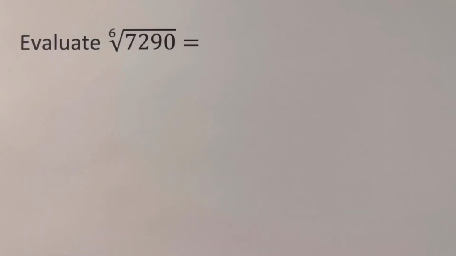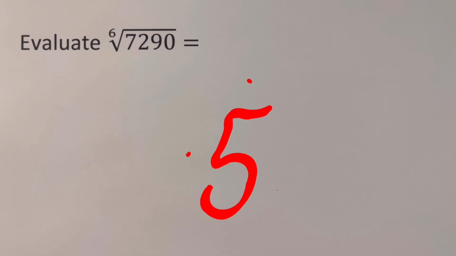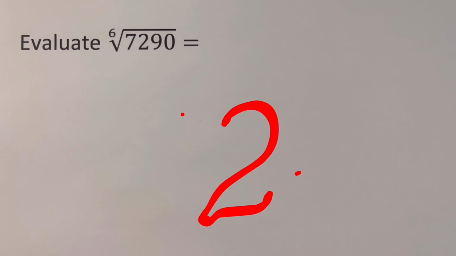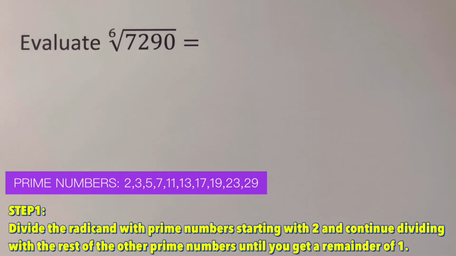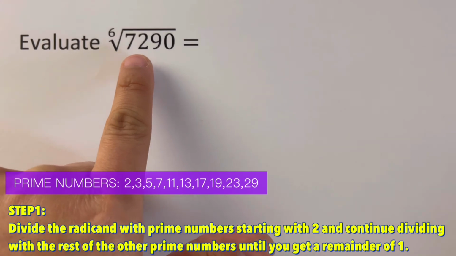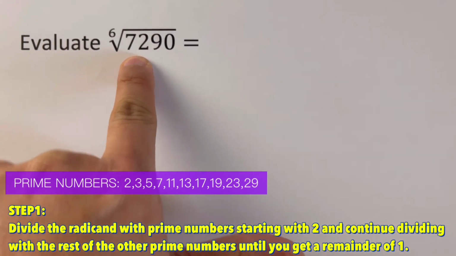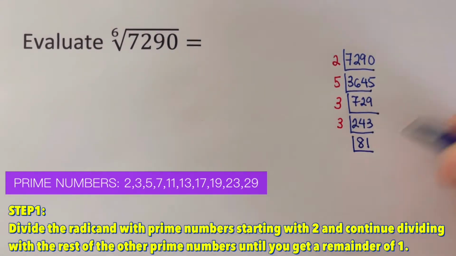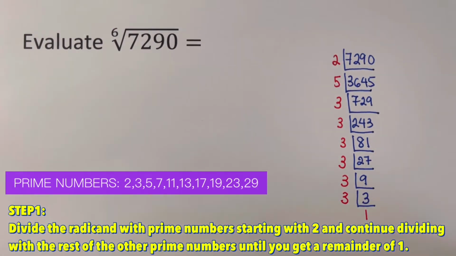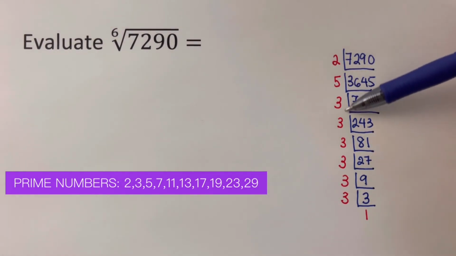At this time, I would encourage you to pause this video and try this problem out on your own. And when you're done, unpause it and check your answer. Okay, so we go over the problem here. Again, the first step is to divide the radicand by a prime number starting with 2, and we continue dividing by the other prime numbers until we get a remainder of 1. I'm going to show the work on breaking 7,290 into its prime factors on the side here. These are the prime factors of 7,290.